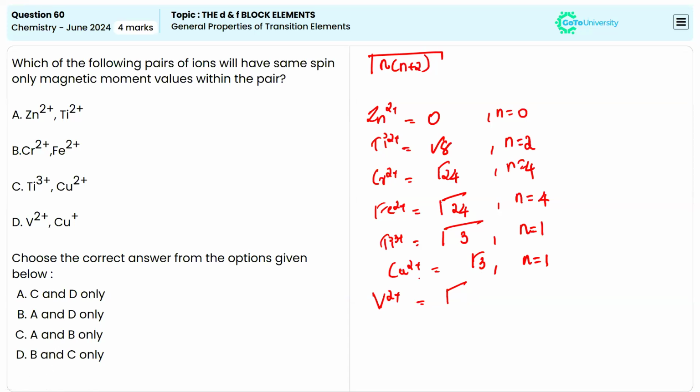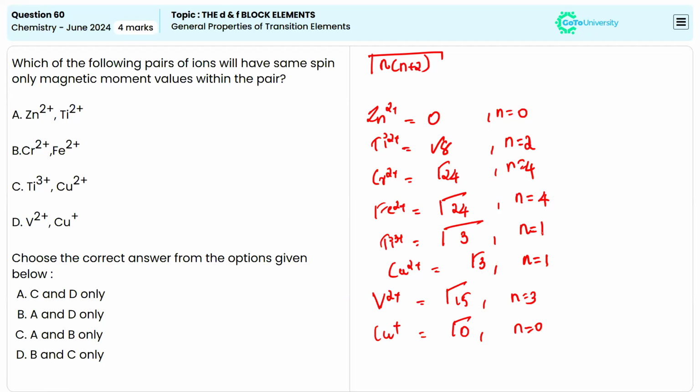Okay, square root of 15, because n value is 3. Now last one, Cu plus ion: 0, because n equal to 0. So these are the values that you will get if you calculate.